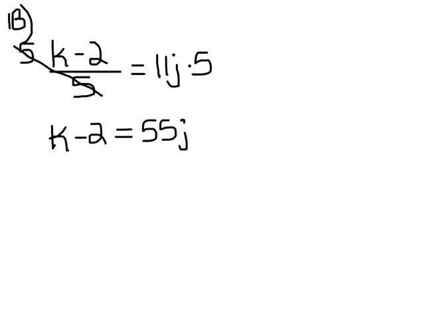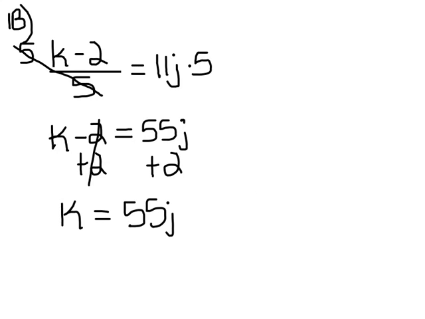Now we'll undo the subtraction of the 2 in order to isolate our k. So we'll add 2 to both sides. This will leave us with k equaling 55j plus 2.